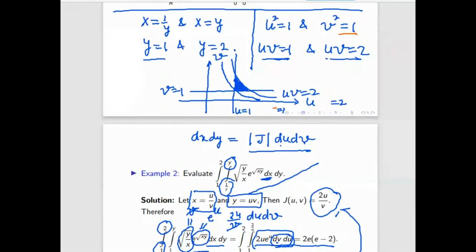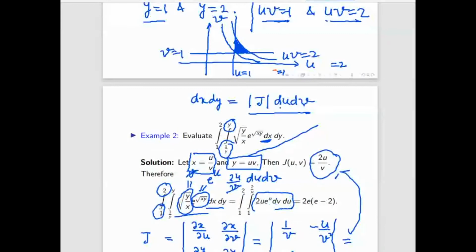So now based on this region of integration, do you want to take a horizontal strip or vertical strip? Then we will find the limits. Vertical strip. Okay. So if you take a vertical strip, that means dV will come first and then dU. What is the lower limit of V and what is the upper limit of V in this region? The lower limit is V equal to 1. So suppose this is the vertical strip. Its lower limit is V equal to 1, that's why I wrote 1, and the upper limit will go to the hyperbola UV equal to 2.